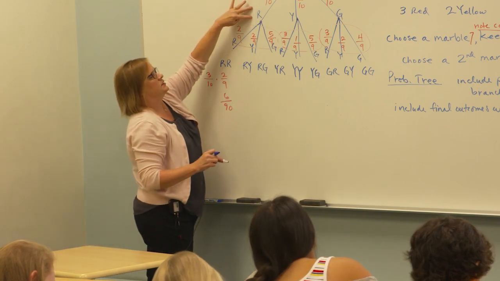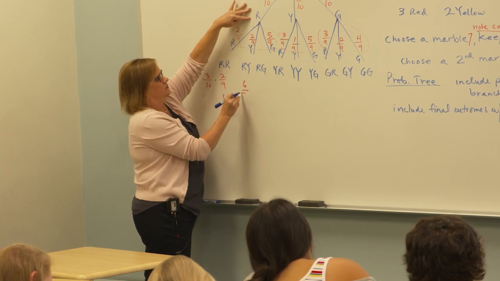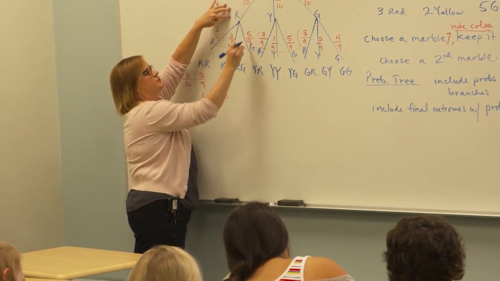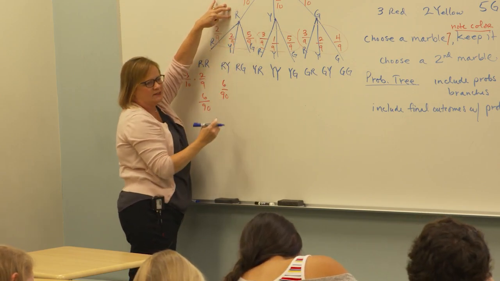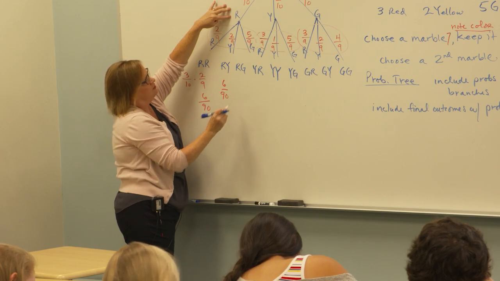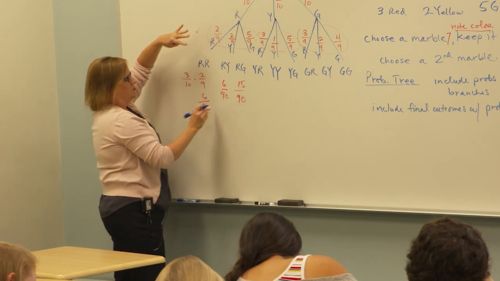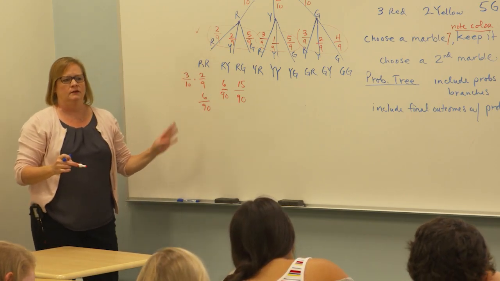So the next one would be 6 out of 90. Yep. 3/10 times 2/10. Next one, 3/10 times 5, or that was 9ths, right? 3/10 times 5/9. 15. And you can see why I'm not reducing. I want to make sure when I'm all done that I get 90 out of 90. All right.